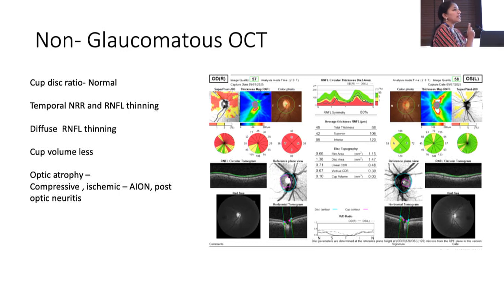In glaucoma, we said the superior and the inferior quadrants are more affected, whereas in non-glaucomatous, you have the temporal RNFL and or the diffuse, there is a diffuse RNFL loss. The COP volume will be less, and there's other cases like neuro-ophthalmological, it is seen more in cases of optic atrophy that will be dealt with in the next talk.